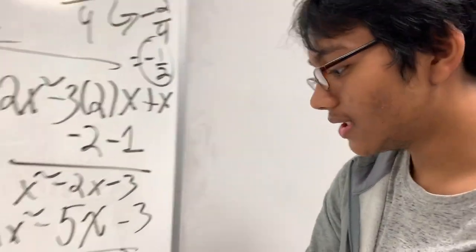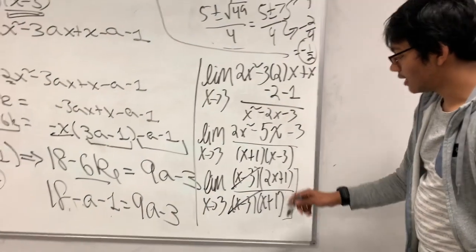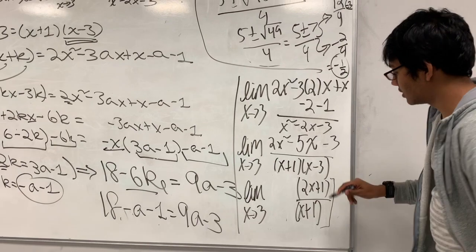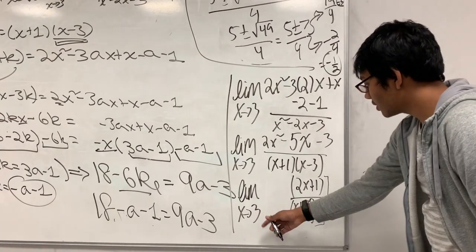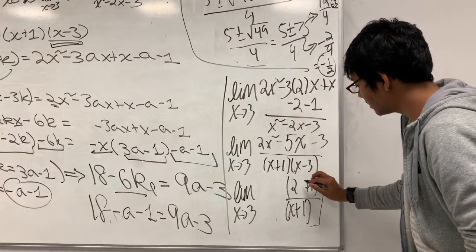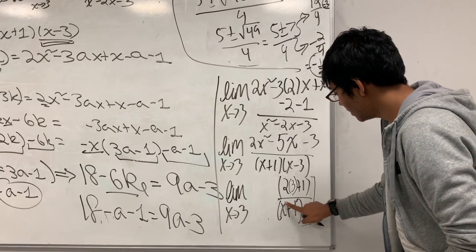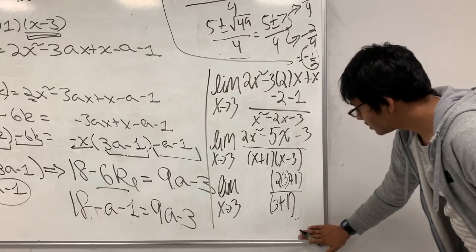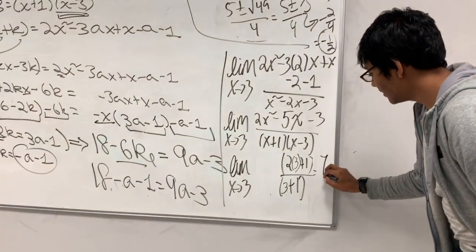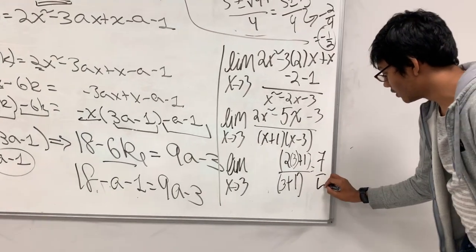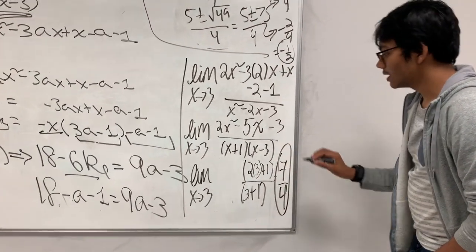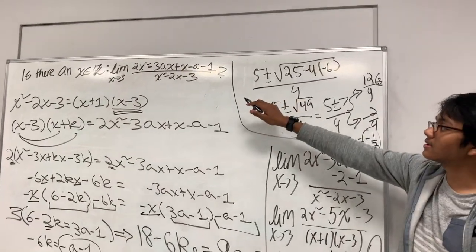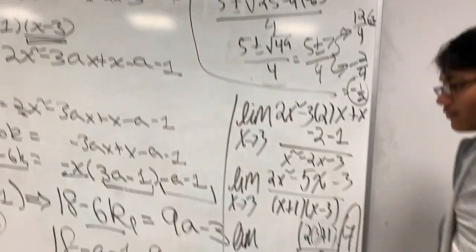So once you've done that, now you can just go ahead and plug in. This x minus 3 disappears. It doesn't disappear, it becomes 1, but that doesn't matter. We're looking for x equals 3, so let's plug in 3. So 2 times 3 plus 1 over 3 plus 1. 2 times 3 plus 1 is simply 7, and 3 plus 1 is 4. So the limit as x approaches 3 of this function is 7 over 4.